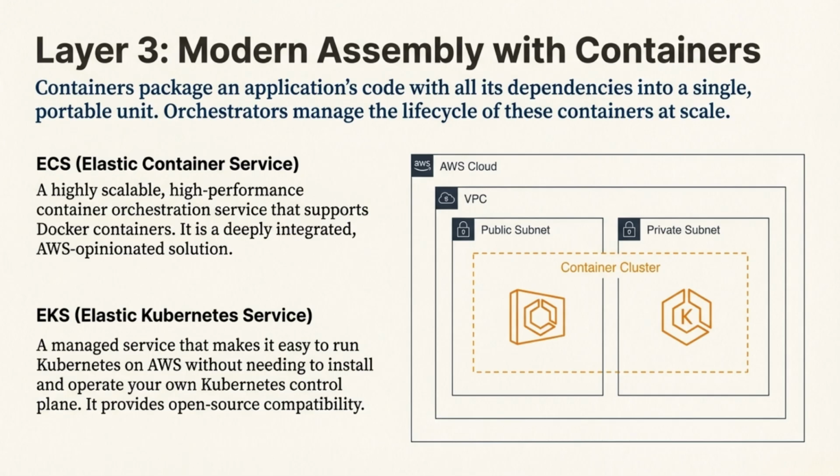EKS, Elastic Kubernetes Service, a managed service that makes it easy to run Kubernetes on AWS without needing to install and operate your own Kubernetes control plane. It provides open source compatibility.